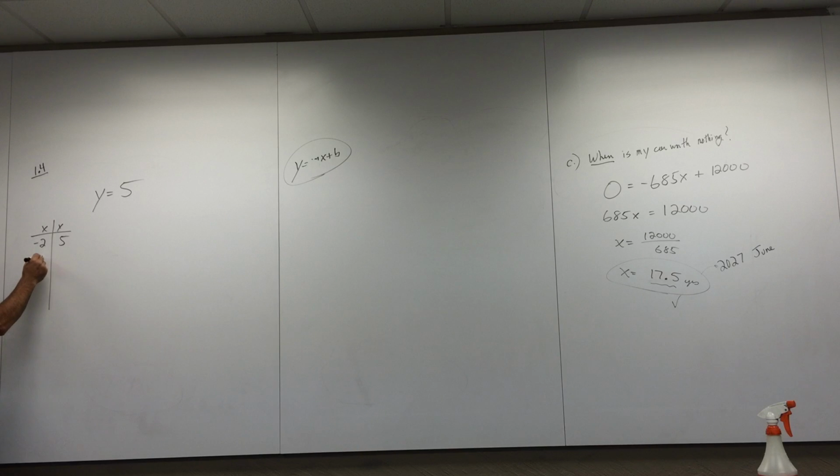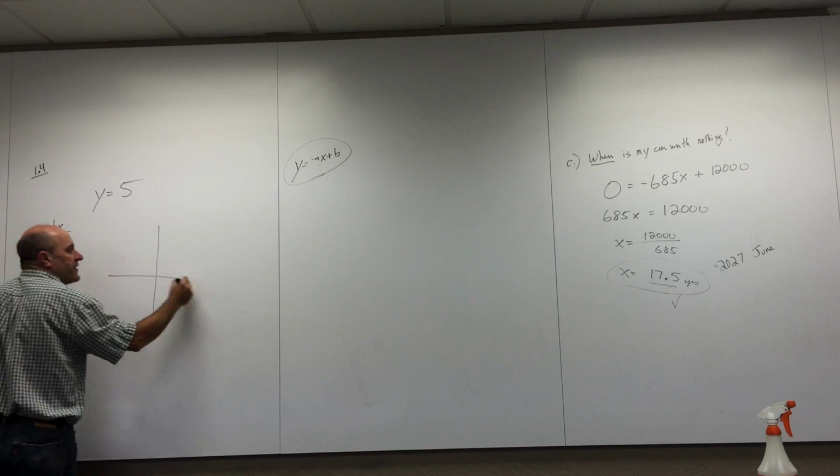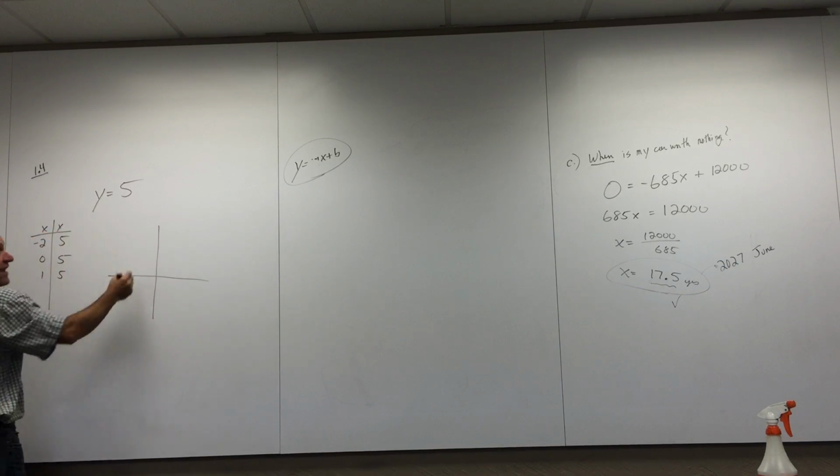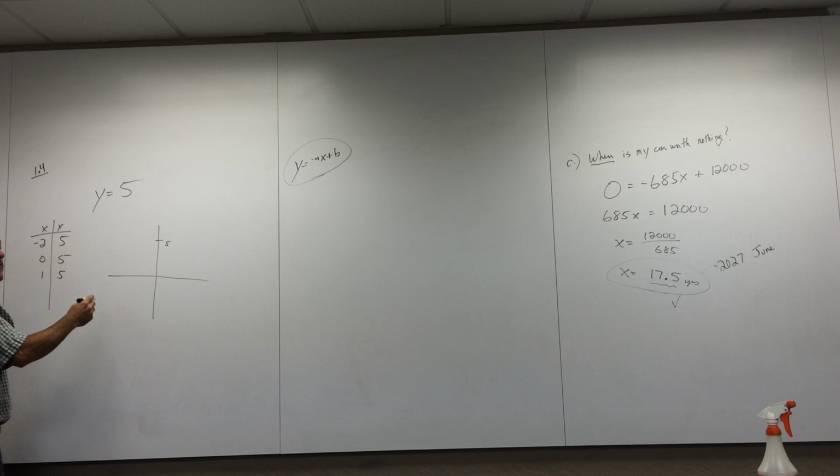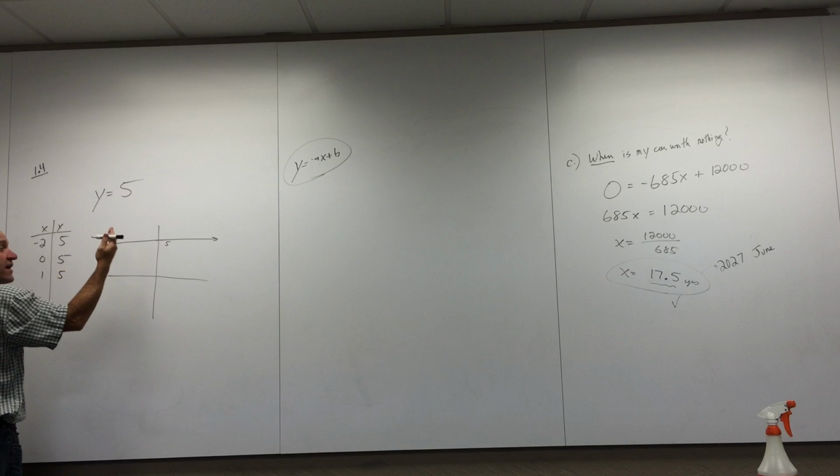All right. Well, wait a minute. What if x moves? What if x is a 0? What's y? 5. What if x is a 1? Y is a 5. So this is kind of weird, but what you end up realizing, perhaps, is that y equals 5. Y is stuck on 5, and x kind of moves however it wants. We have a slope of 0, which means we don't rise at all. What we have is a horizontal line. So here's y equals 5 is a horizontal line.